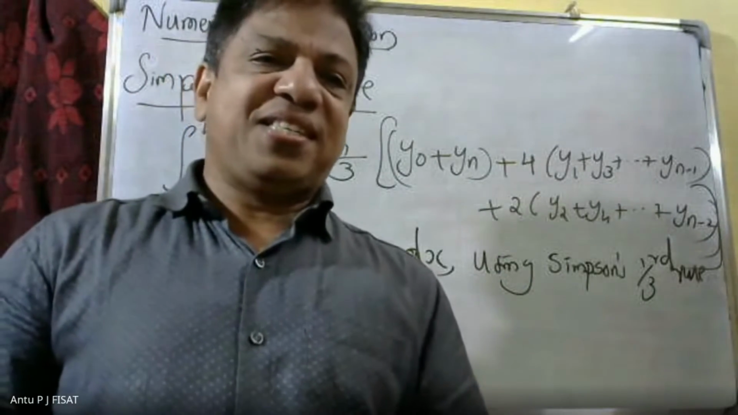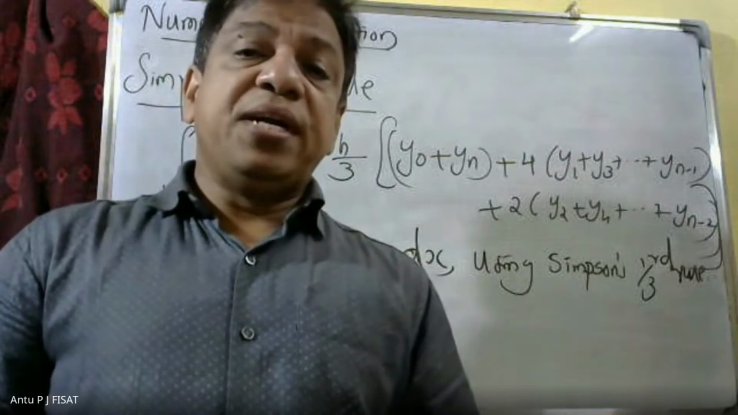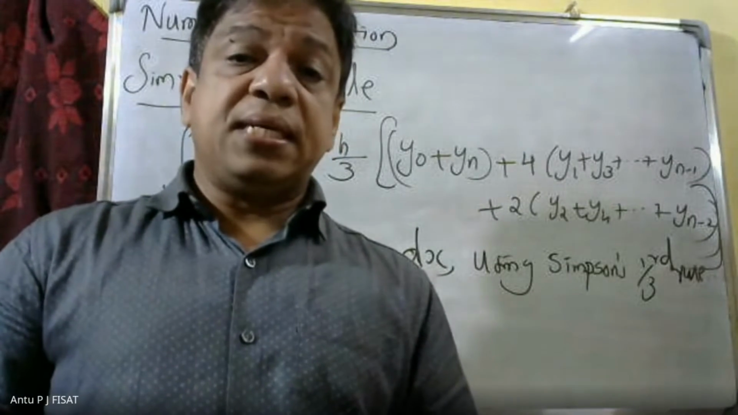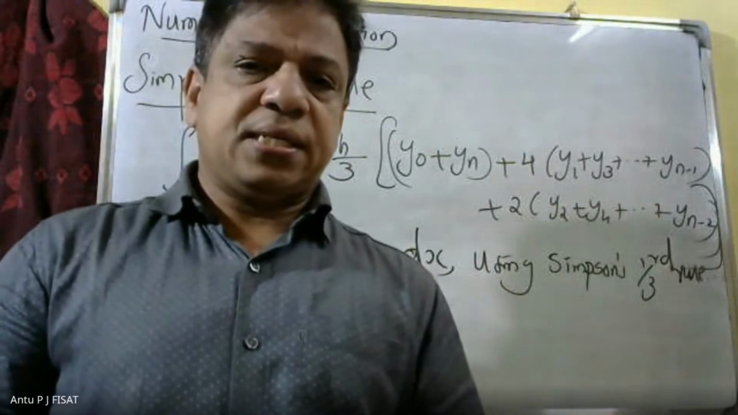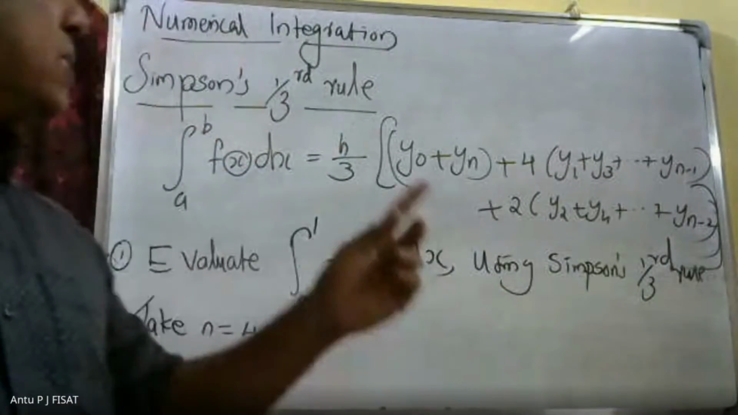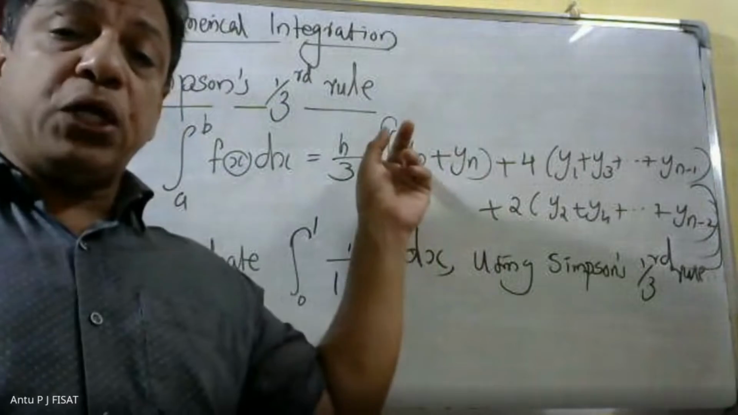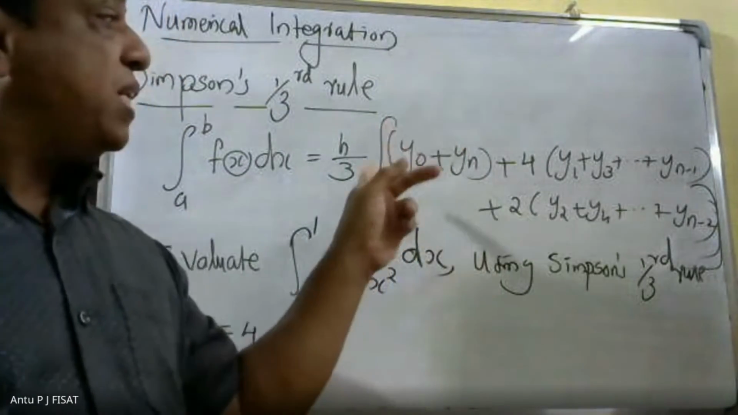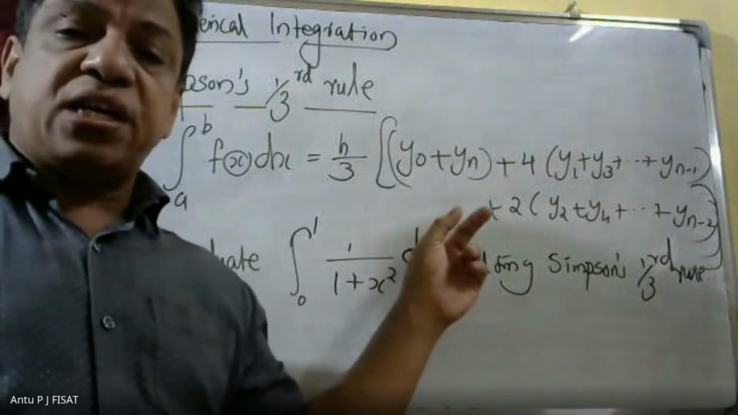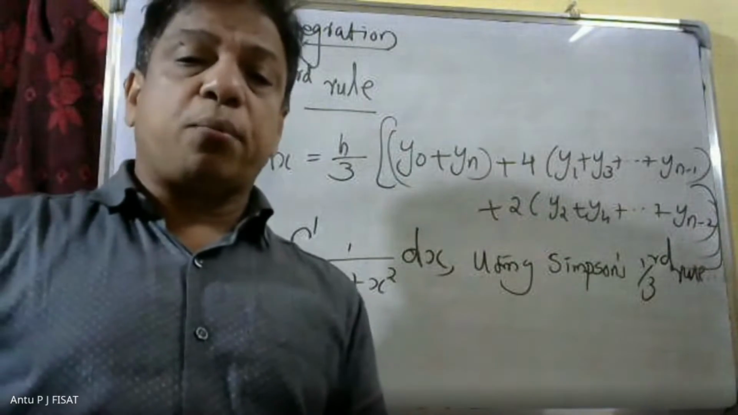Good morning, students. Today, we will discuss another method in numerical integration. That method is known as Simpson one-third rule. By using Simpson one-third rule, we can easily evaluate the function without using integral formulas.